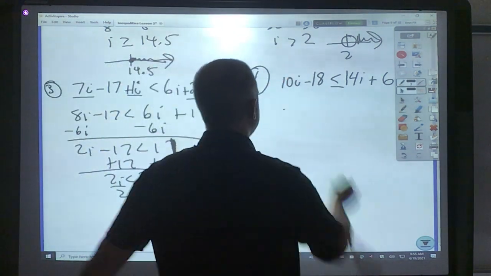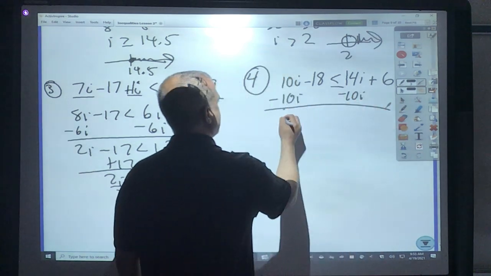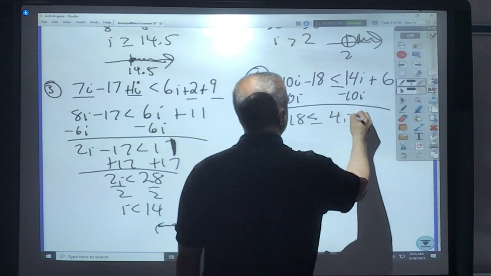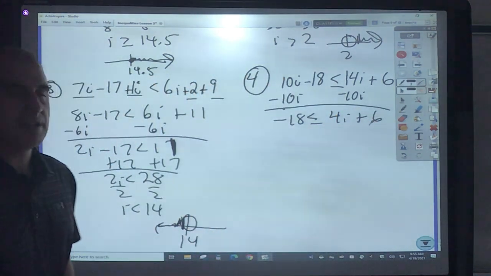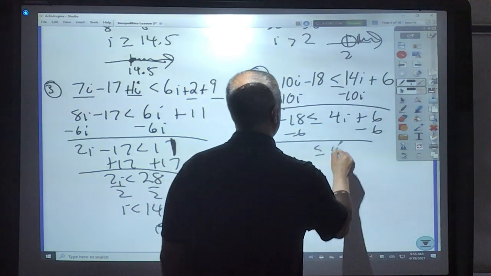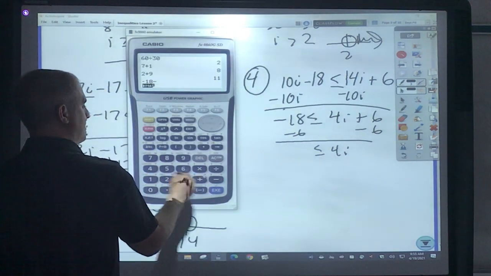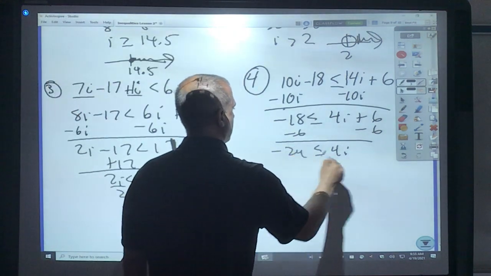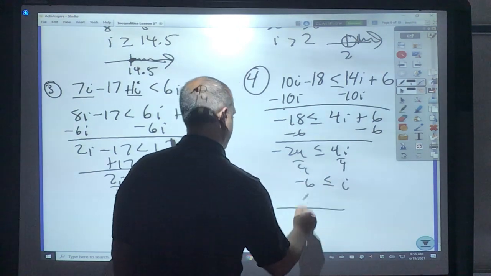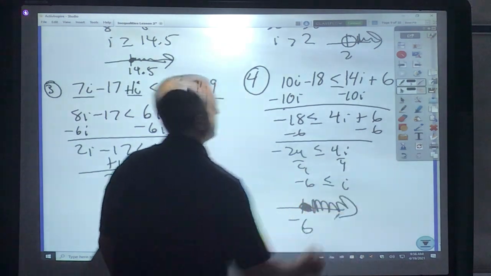This is just a simple opposite sides. Okay, so I got negative 18 here. All right, 14 minus 10 would be 4. Okay, all right, and then I would go ahead and just subtract 6. Subtract 6. Negative 18 minus 6 is negative 24, and divide by 4. I is going to be negative 6, okay? Negative 6 filled in circle, shaded to the right, okay?